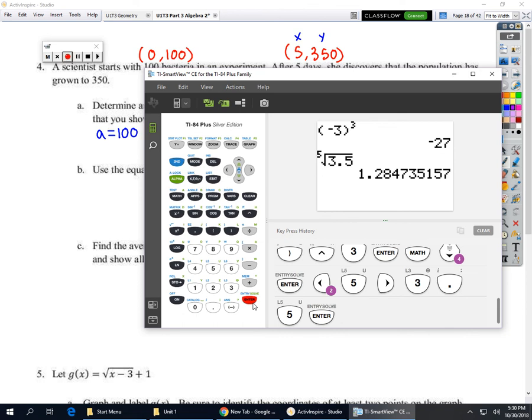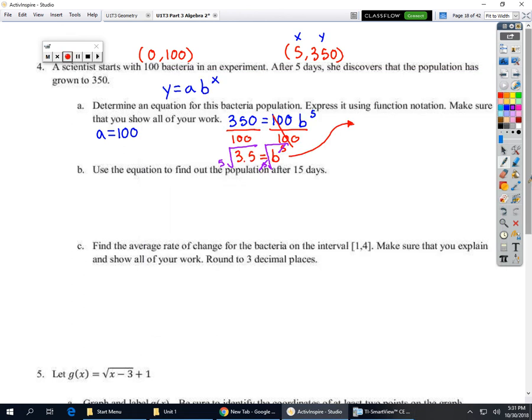Depending on how you round, you will get very different answers from me. So don't panic if you see a number that's about like 200 off, because it will happen. I rounded it to 3 decimal places, because the AP exam likes 3 decimal places. But if you rounded it to, let's say, 2, or even used all the decimal places, your answer will be very different from mine. So 1.285 should be my b value.